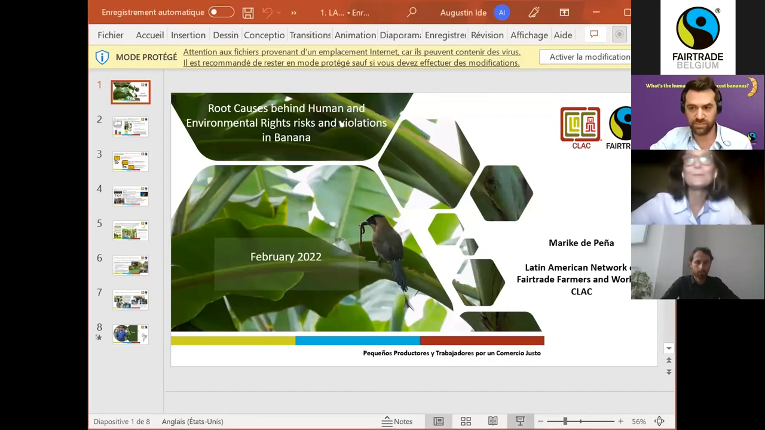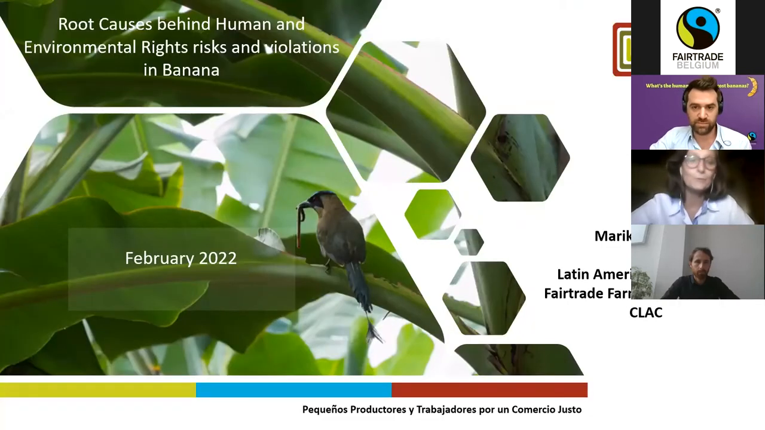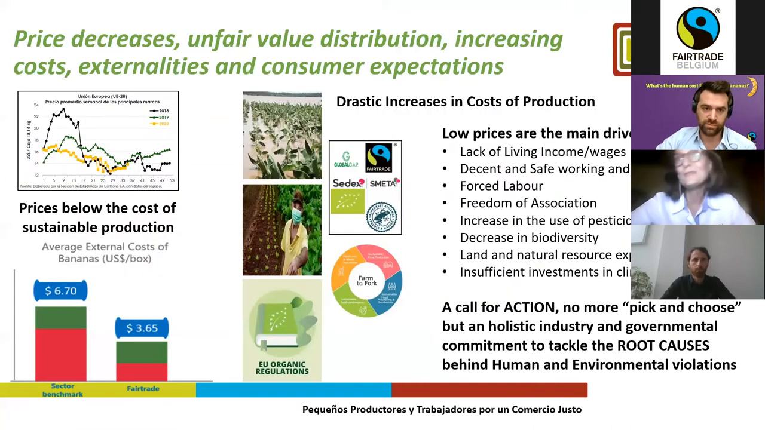Well, I've been asked to talk about the root causes behind human and environmental risks and violations, and definitely low prices on the one hand, and increasing costs on the other hand, climate change, and a very weak bargaining power of farmers and workers to demand sustainable prices and decent salaries are the main root causes behind the human and environmental risks we see today in banana production.